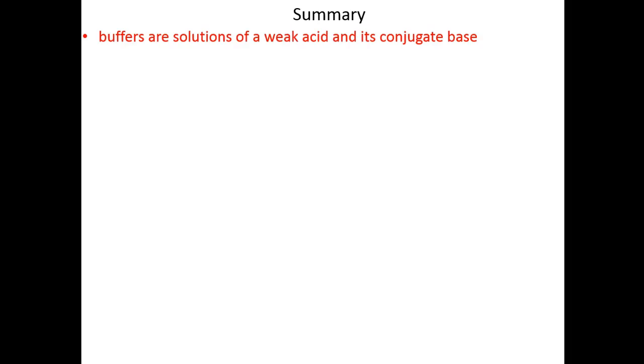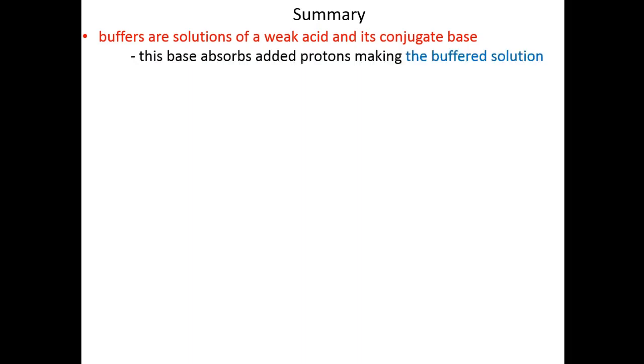So to summarize this material, buffers are solutions of a weak acid and its conjugate base. Because of the presence of weak acid and conjugate base, buffers can absorb added free proton through the conjugate base, buffering on that end, or can neutralize strong base that's added by donating a proton and keep it buffered on that end as well. Either way, we have resistance to changes in pH. That's the end of the Lecture 1 material.